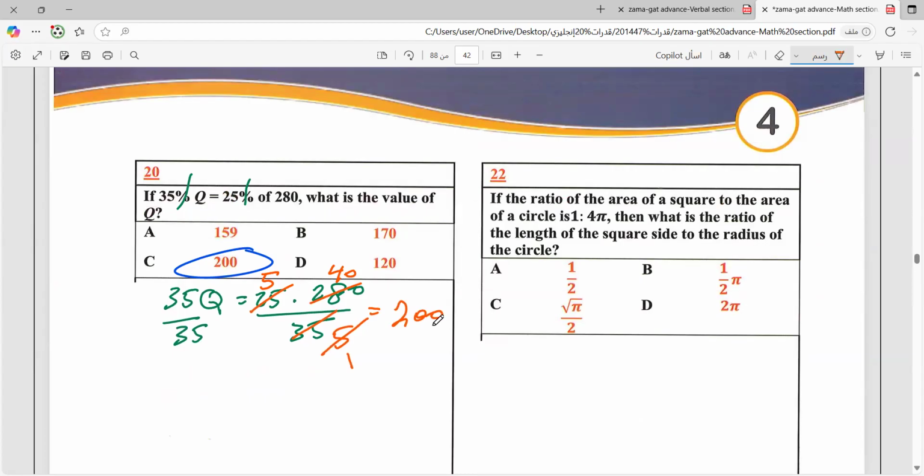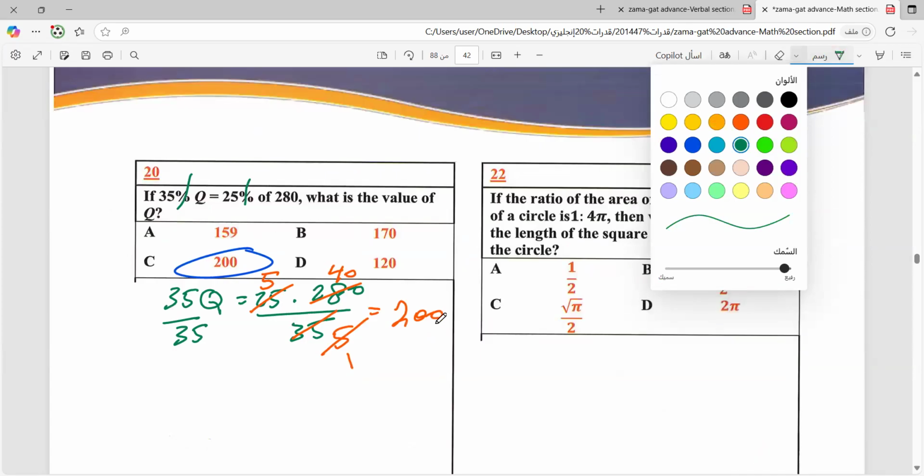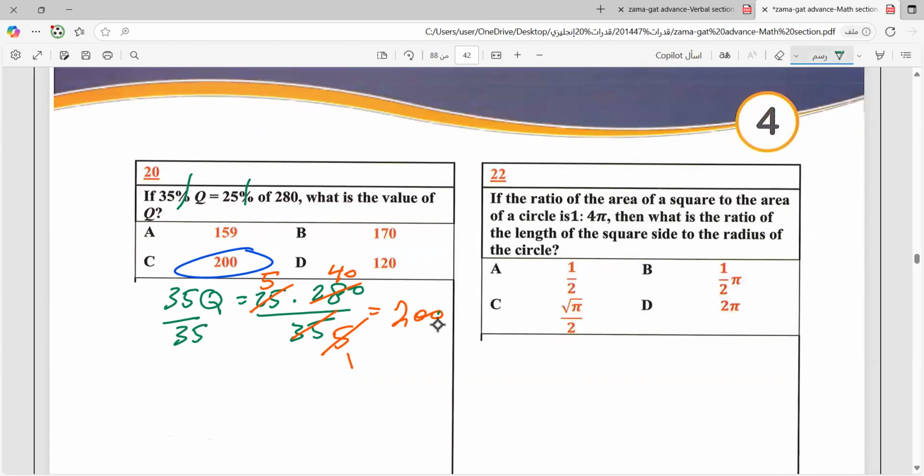If the ratio of the area of a square to the area of a circle is 1 to 4 pi, then what is the ratio of the length of the square side to the radius of the circle? Yes, it's very easy. We have this ratio, 1 over 4 pi. This is the ratio of the area of the square, S squared, over the area of the circle. What is the formula? Pi R squared.